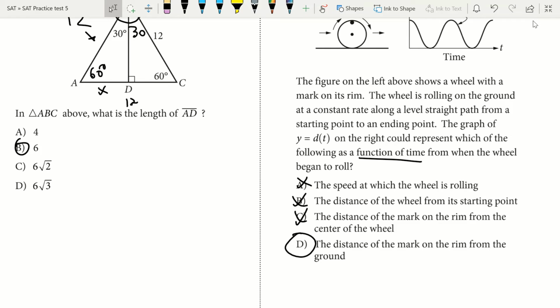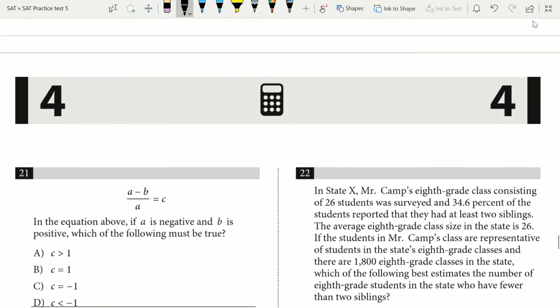The distance of the mark on the rim from the ground, that will fluctuate as the little dot goes from the bottom to the top, right? So that one's going to give us our up and down pattern like we see in the graph. So choice is going to be D.